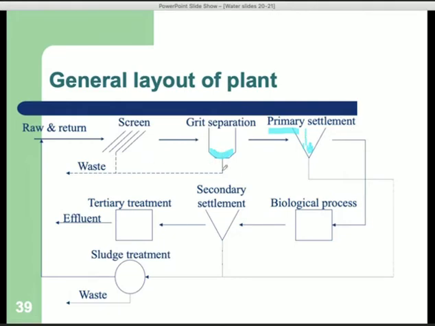So there's a question there on the chat. In the primary settlement, can we use dissolved air flotation instead of just sedimentation? Yes, you could. Problem is, well, it's not really a problem. You have much more particles that would settle than you have particles that you would get out by DAF. So the primary sedimentation is really the best process that you could use.